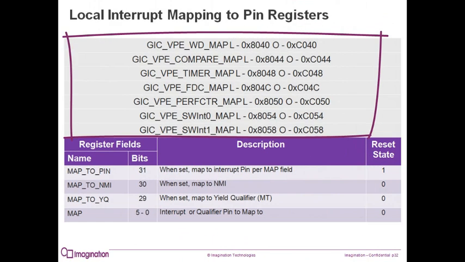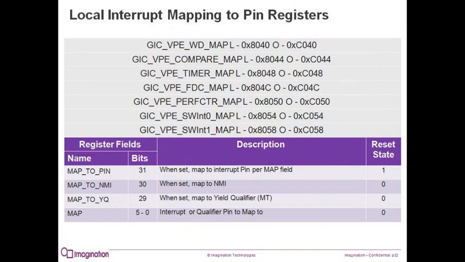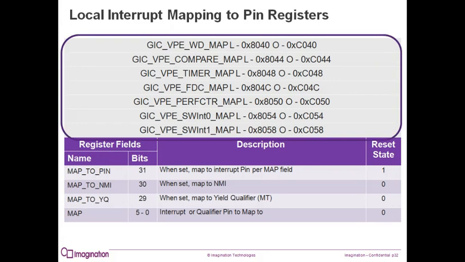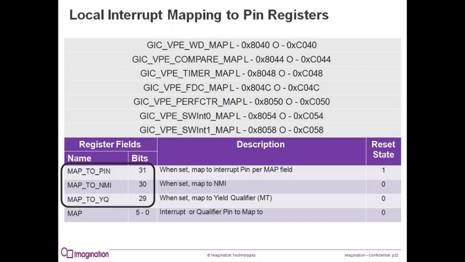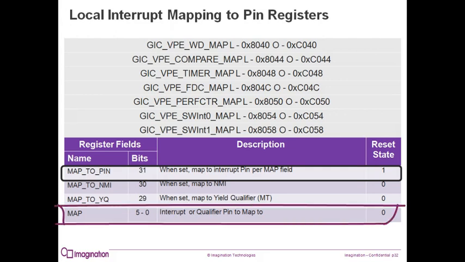For every local interrupt, there is a 32-bit map to pin register as shown in the table. This allows the local interrupt to be mapped to an interrupt pin of the local processor if it is routable in your core. There are 3 bits that control what the interrupt source is routed to. While there is nothing to prevent you from setting more than one of these bits, only one of these bits should be set at a time. The map to pin bit will map the interrupt source to an interrupt pin of the processor. The actual pin will be set in the map field of this register.